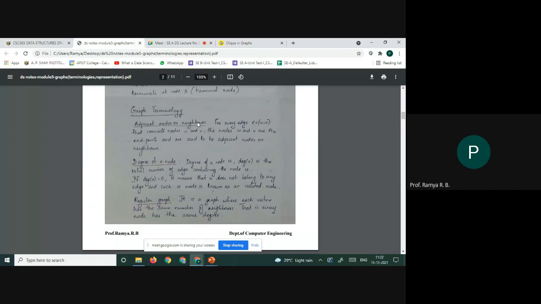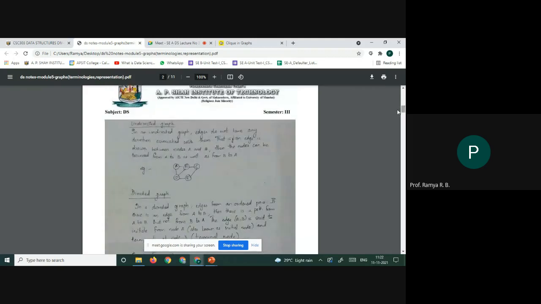Adjacent nodes or neighbors. You know what is meant by adjacent node or neighbor. For every edge u comma v, that means if there is an edge from a vertex u to a vertex v, then u and v are said to be the adjacent nodes or neighbors, right? So if you have a graph like this and there is an edge from A to B, then A and B are said to be neighbors.